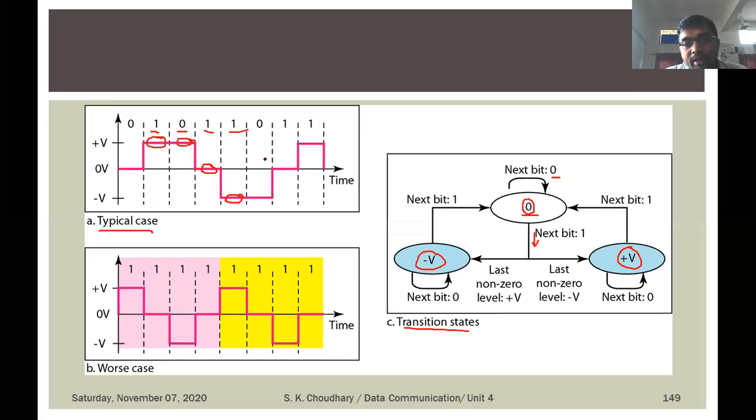Then again 0 comes, which means you stay at the same level, there is no transition. Then again 1 comes and you are at a non-zero level, so you would move to the 0 level. And again 1 comes. Your last non-zero level is minus B, so you would now shift to plus B.